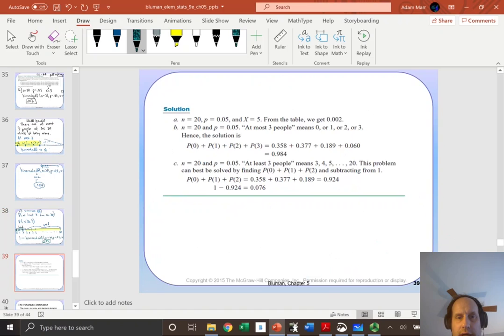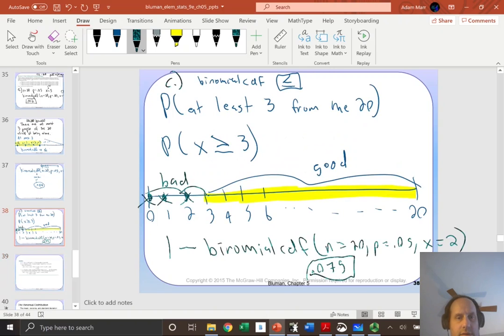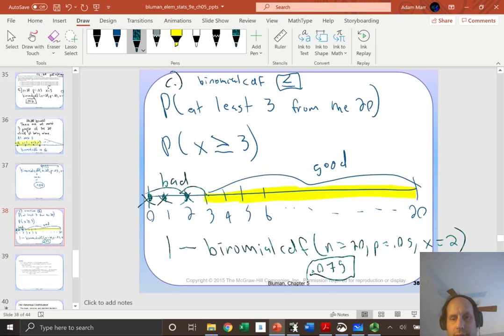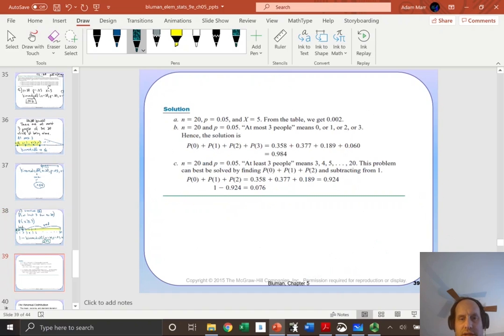If you take a look, those are all of our answers: 0.002, 0.984, and 0.0076. That's what we got right here, and that's all good. You see it's a little off: I got 0.075 and they got 0.076. That's only a 1/1000th decimal point off, so it's very close. I think the other ones, they did with a slightly different method, but it's basically the same answer.